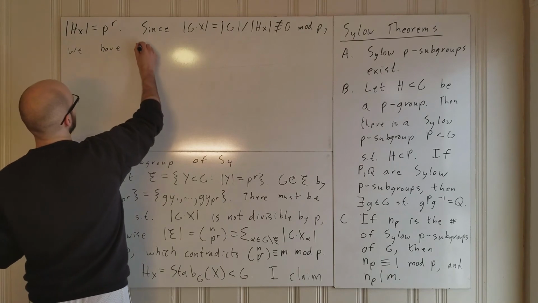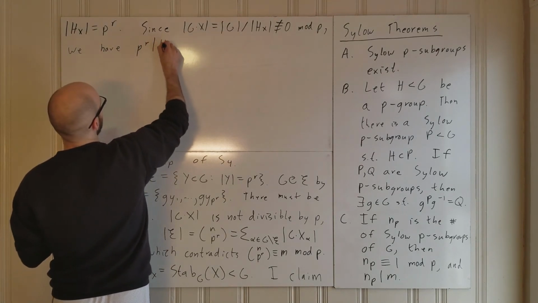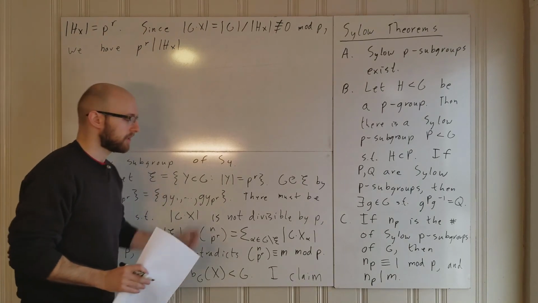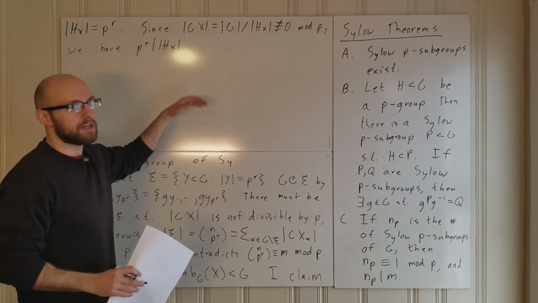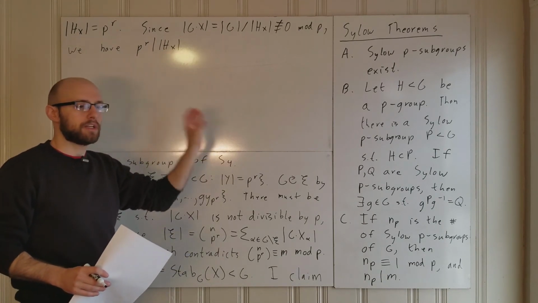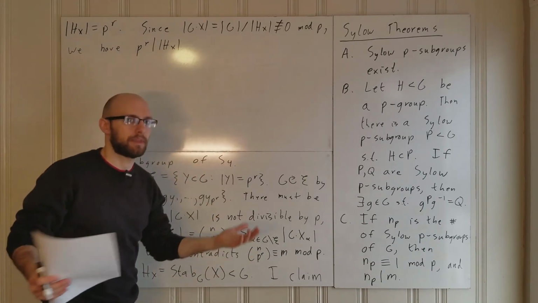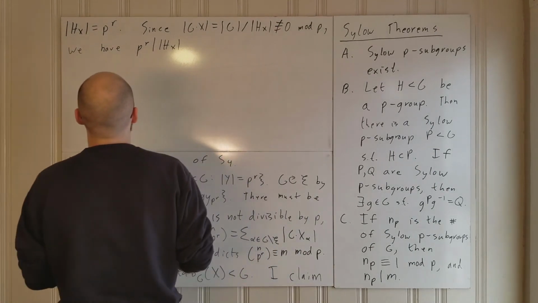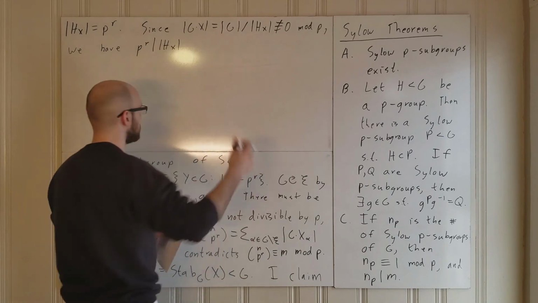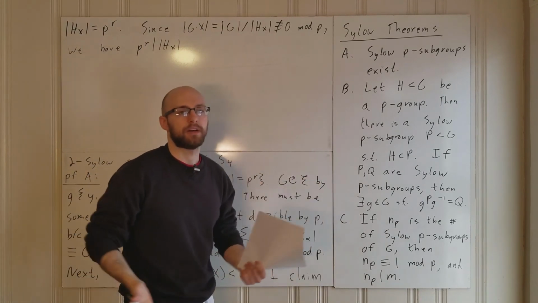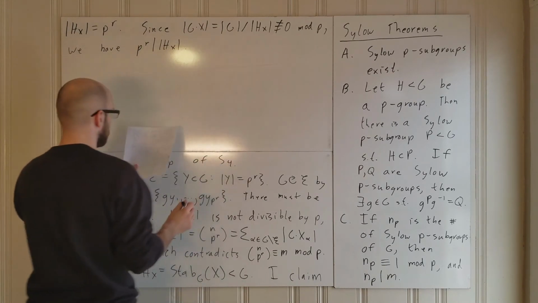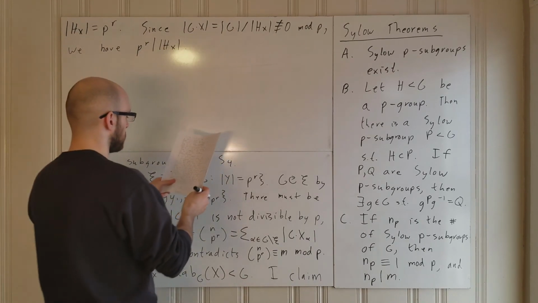We need p to the r to divide the order of hx. Because, i.e., we need the size of hx to be p to the r times possibly something else. Because it needs that p to the r to cancel out the p to the r's in G, and, well, it doesn't need to have something else, but it could. We don't know yet. But now we're going to prove that it doesn't have something else.